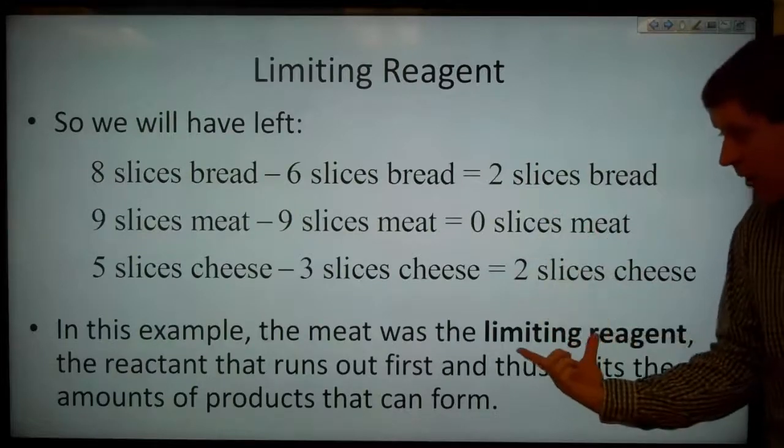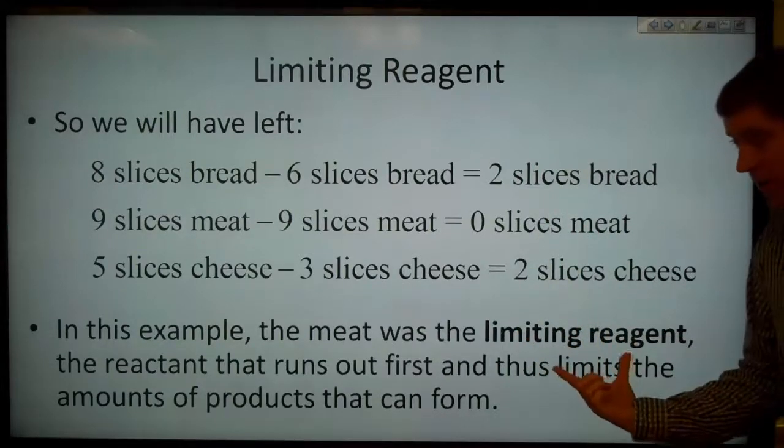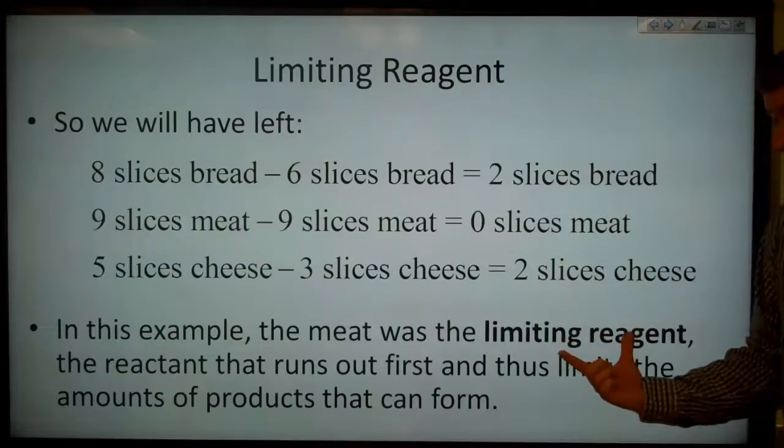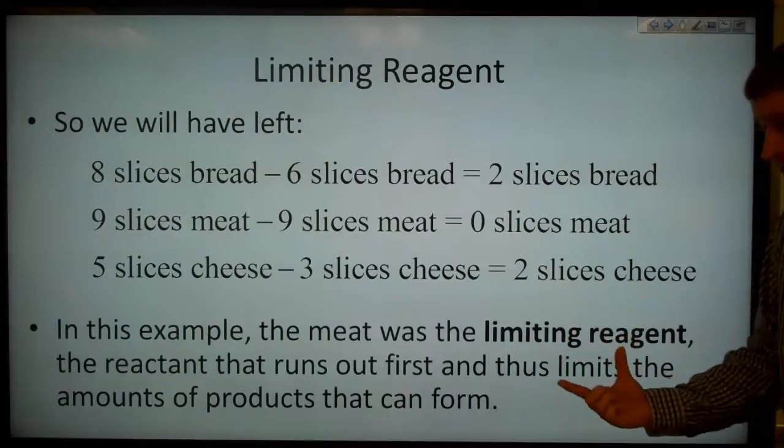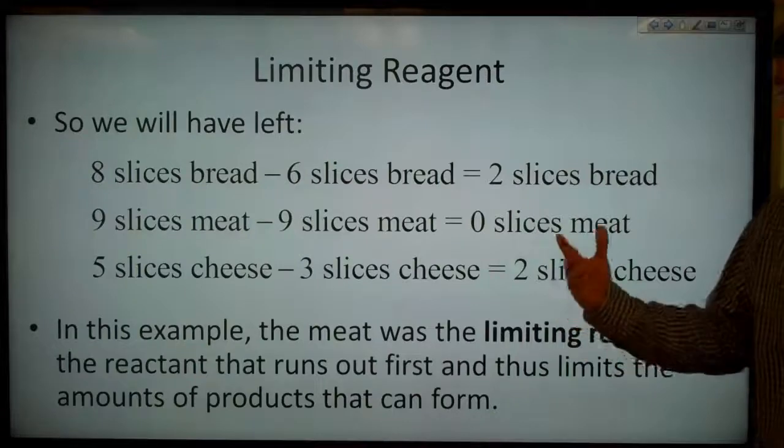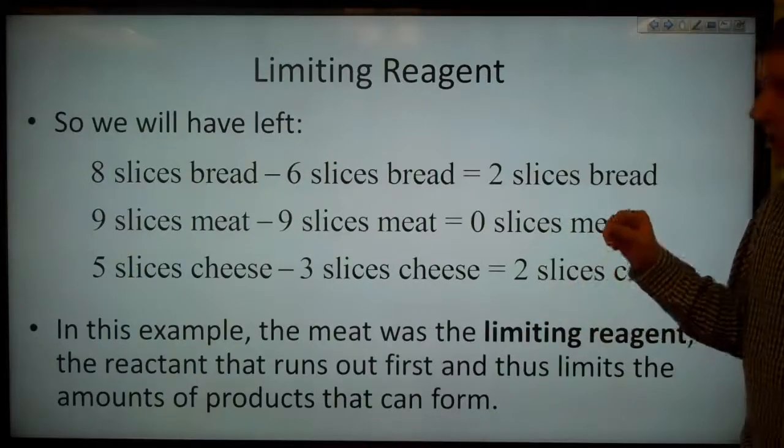So in this example, the meat was our limiting reagent because that's the reactant that ran out first and thus limits the amount of product that can form. It limits the number of sandwiches that we can make.